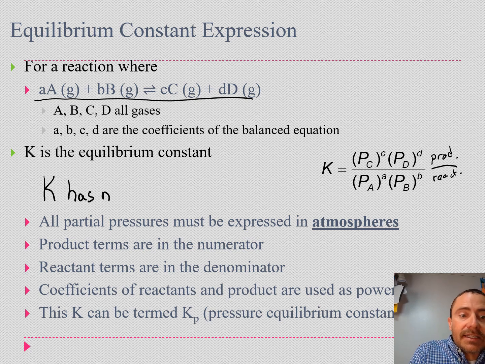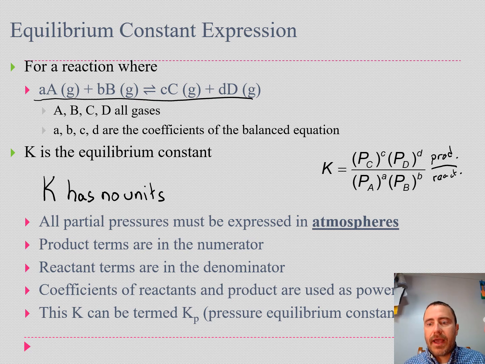All right, it's going to seem like K is going to have units. When you start working problems, you're going to have ones where you have atmosphere squared on top divided by atmospheres, and you're going to want to say that's got to be atmospheres. It's not. Technically, you are not using atmospheres. You are using a normalized version of atmospheres.